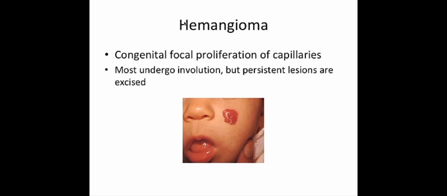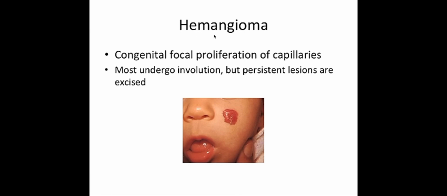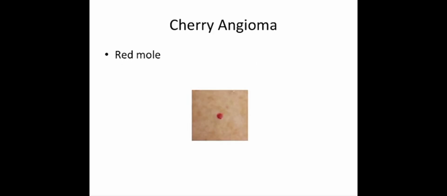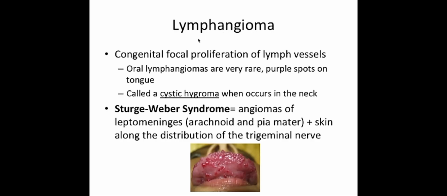A hemangioma is a congenital focal proliferation of capillaries. So again, it's involving blood vessels, but on a little bit larger scale. Now, most undergo involution as an infant or child ages, but persistent lesions should be excised, mostly for aesthetic reasons. So we have cherry angioma, hemangioma, and now lymphangioma. We talked about the blood vessel proliferation, and now let's talk about congenital focal proliferation of lymph vessels.